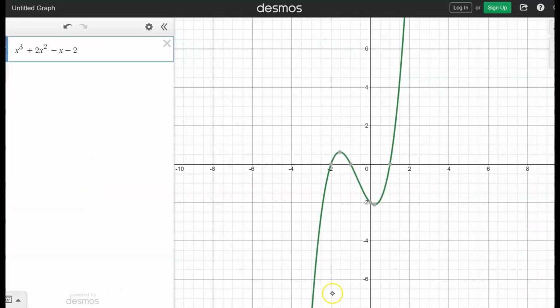Now notice that this graph is increasing from negative infinity all the way to this top point, that is negative 0.55, and then it's decreasing, so it starts going down to this point at 0.22, and then it is increasing from this point up. So after sketching the graph, I can write the interval in which the graph is increasing or decreasing.